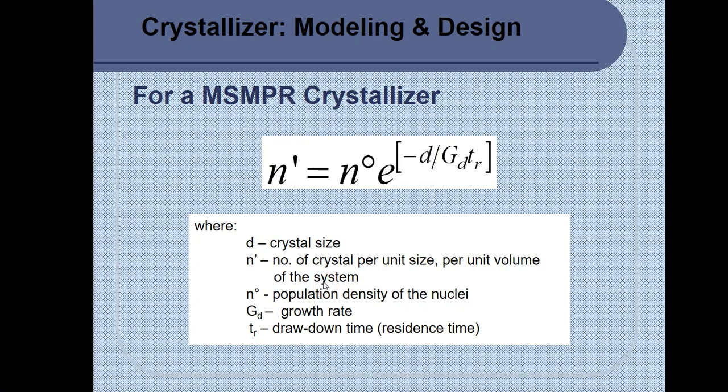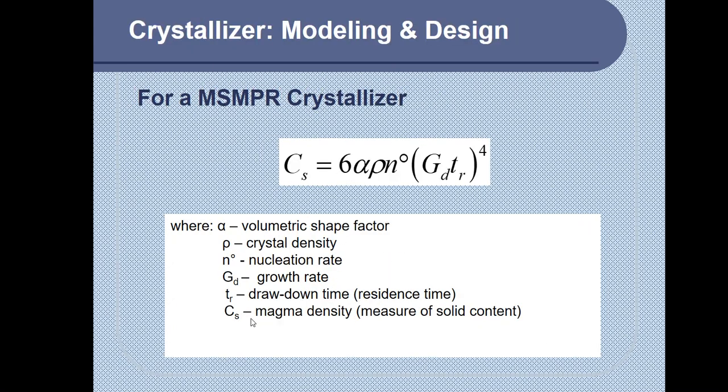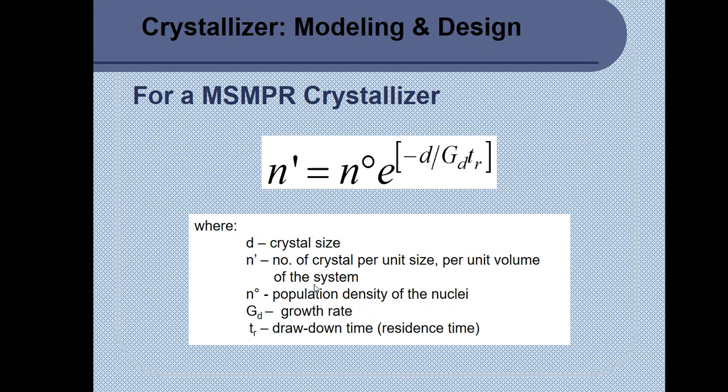Now, in that particular formula, you have the nucleation rate, and it's also found in this particular formula. And what does this particular formula determine or calculate? This one calculates the number of crystals per unit size per unit volume of the system. It's a hypothetical way of determining how many crystals of a particular size per unit volume are present in your magma. And this is the formula for that.